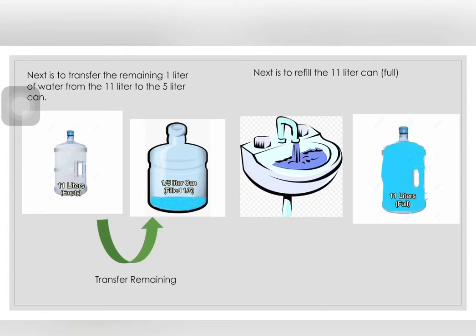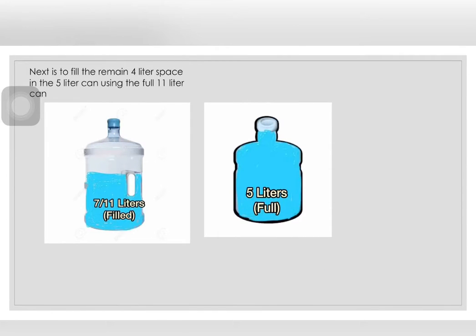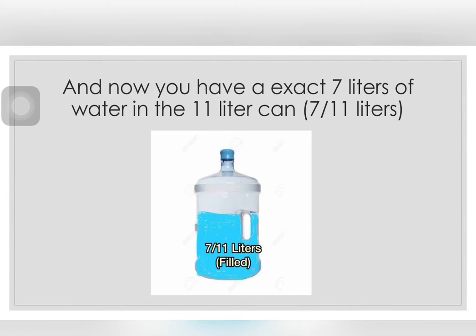The seventh step is to fill the 11-liter can using the faucet. And the last step is to fill the remaining 4-liter space in the 5-liter can using the full 11-liter can. So 11 minus 4 is exactly 7 liters. Successfully, you have measured an exact 7 liters of water by just using a 5-liter can and an 11-liter can.